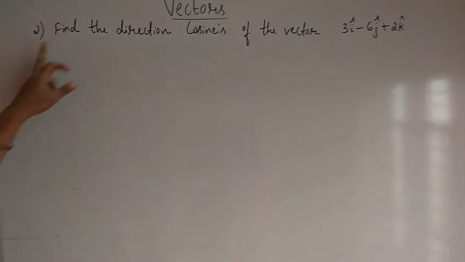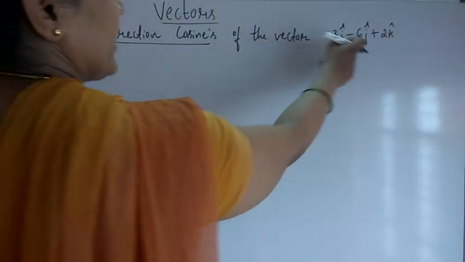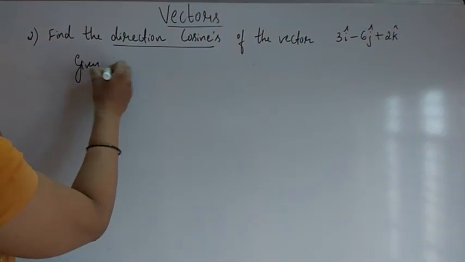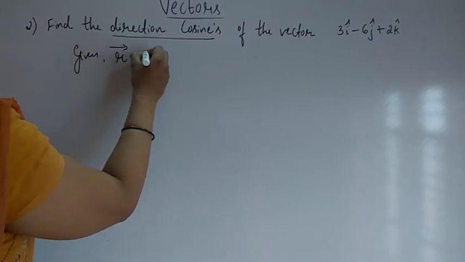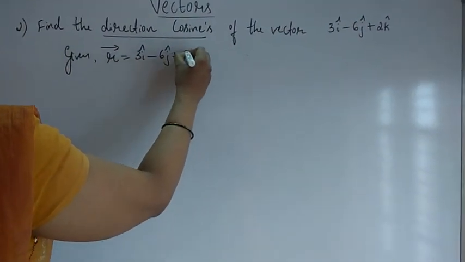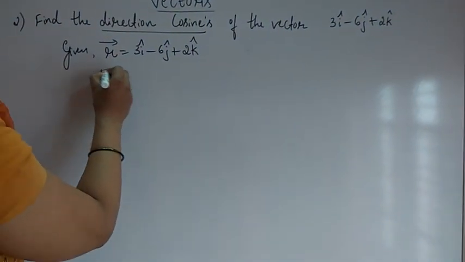Next one, again find the direction cosines of the vector. Let us take the given vector as vector R, which is 3i cap minus 6j cap plus 2k cap. Find the magnitude of R vector.